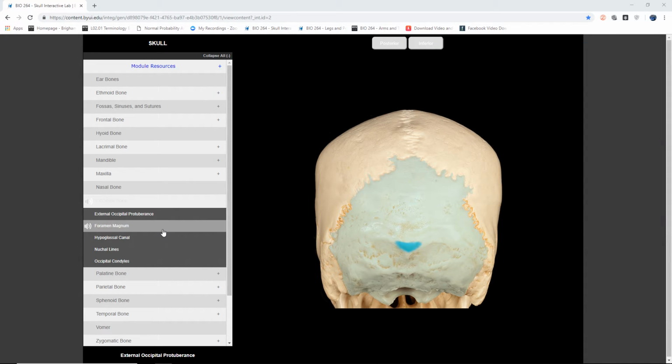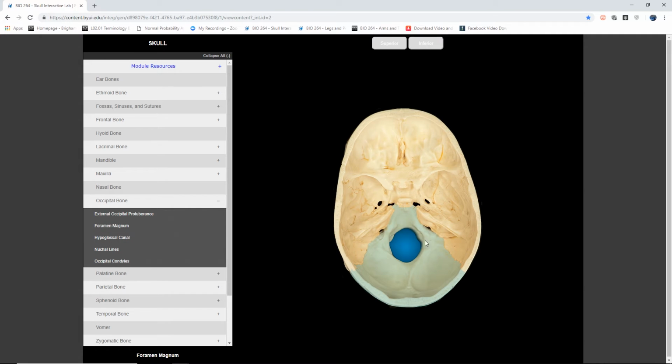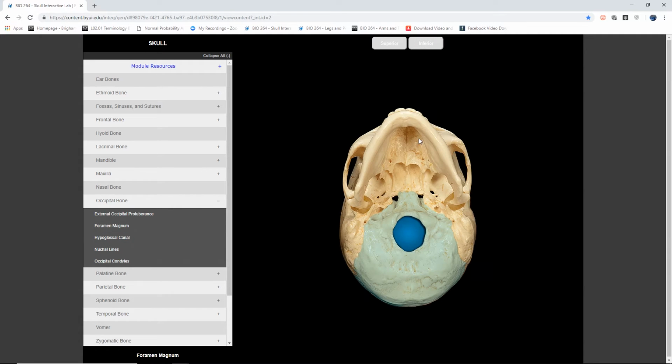Next is the foramen magnum. Now magnum, think of like a magnum gun. It's the big one. So the biggest hole in the skull. It's going to be this right here. Right there. And that's where all the big nerves of your spinal cord come through. So foramen magnum. Remember foramen is like ramen, hole.